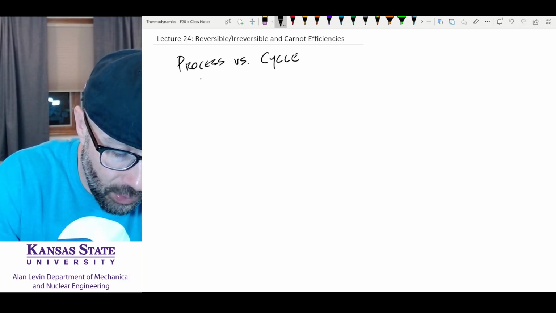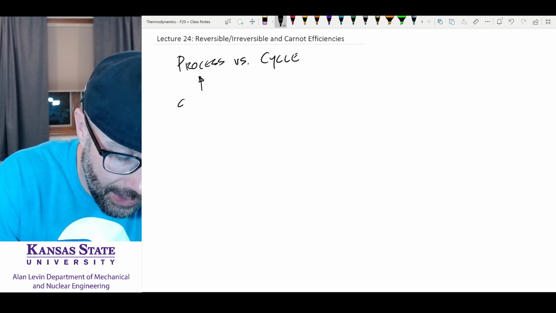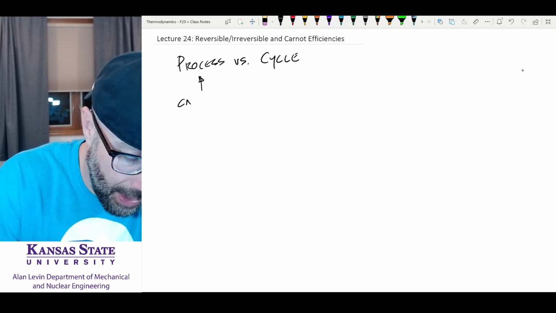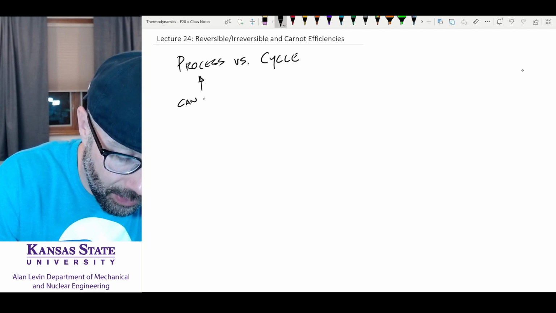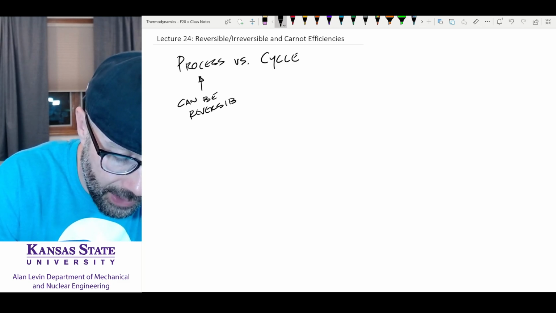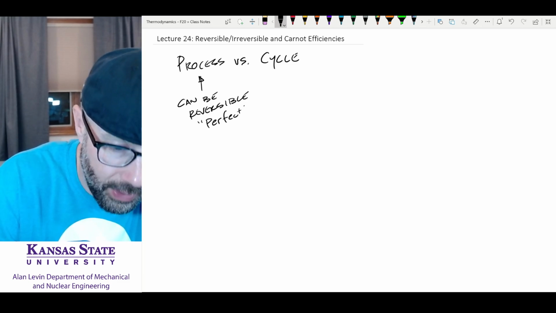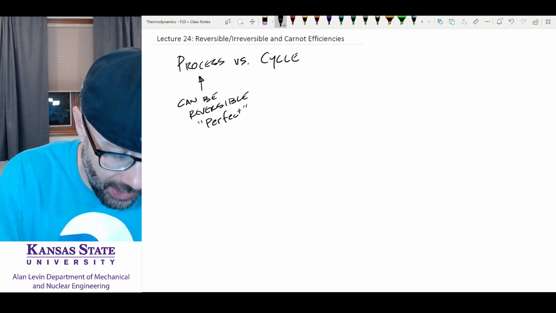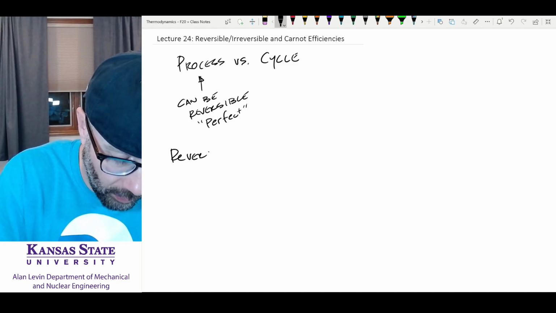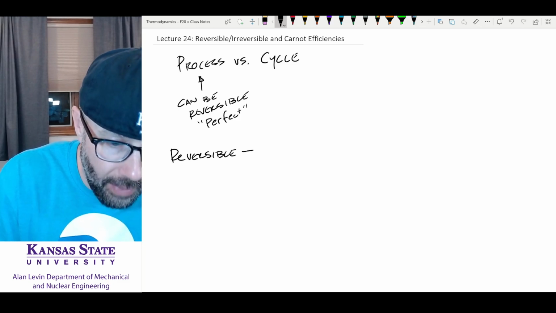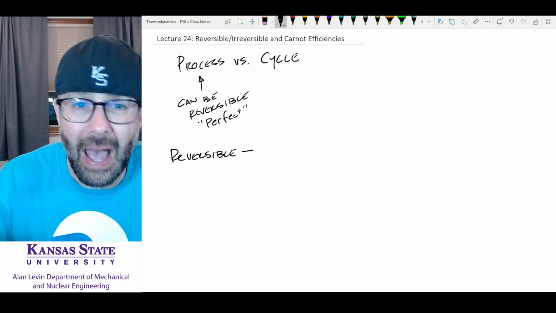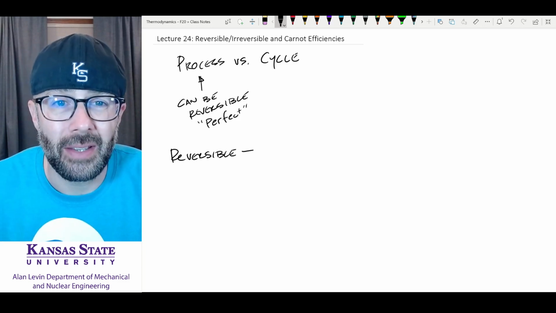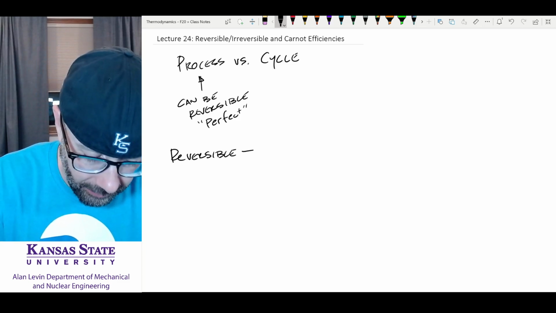Okay, some processes can be reversible, which means perfect. And we'll talk about those here in a second. So let's define what a reversible process is. Reversible means it can go one way and then back again without leaving any trace on the surroundings.